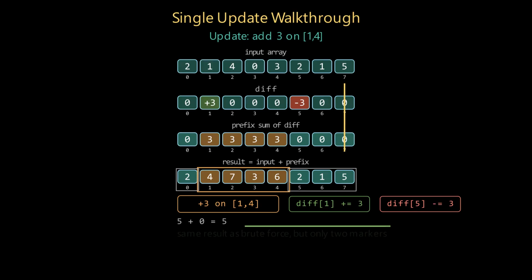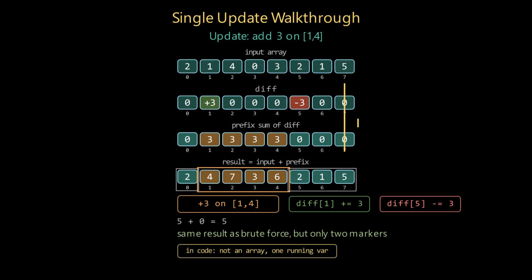The result is exactly what the range update meant: unchanged values outside the range, and 3 added to indices 1 through 4. This prefix row is only for learning. In code, we do not need to store it as an array. We keep one running variable, update it from diff, and use it immediately for the current result cell.